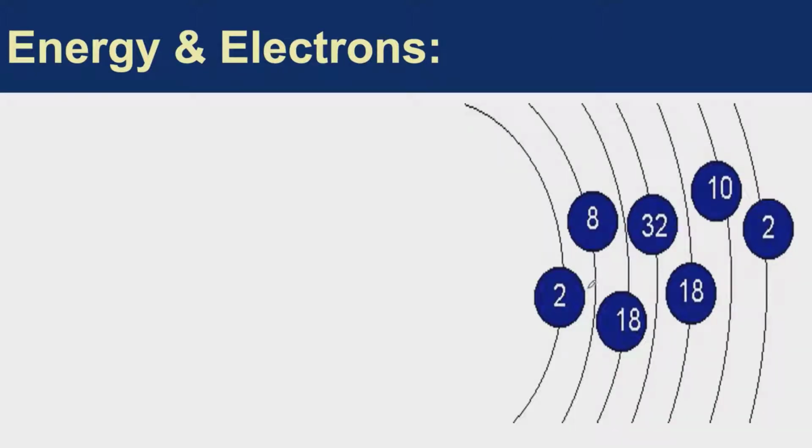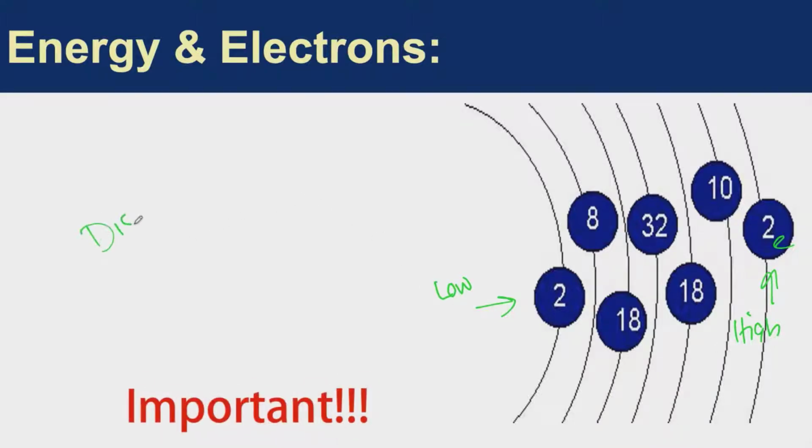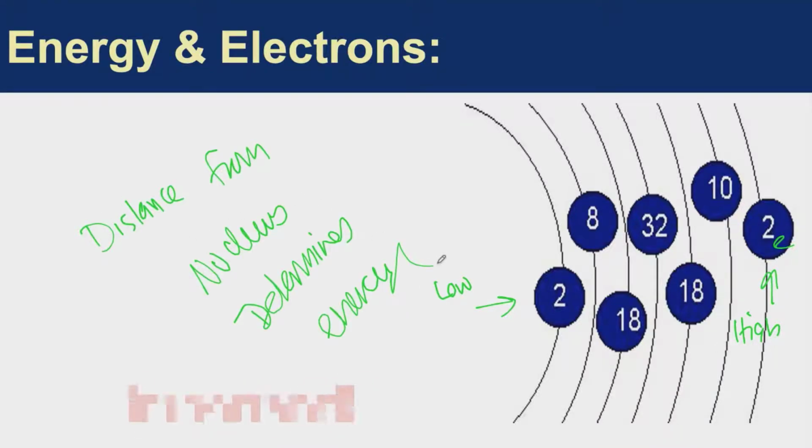Looking back at this thorium atom, the lowest energy electrons are those in the first principal energy level, whereas the highest energy electrons would be these two electrons here, and those would be your valence electrons. So distance from the nucleus determines energy.